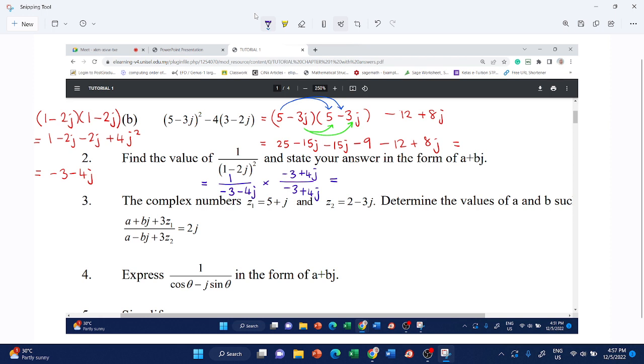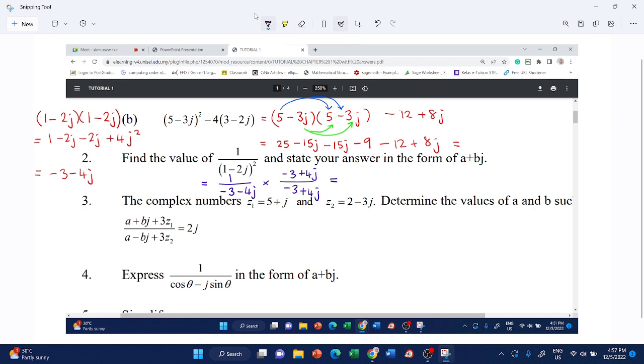You okay? Yes, madam. Okay. Now, number 3. How to do number 3? That's the one I don't understand. We just compare. We do the left hand side first.